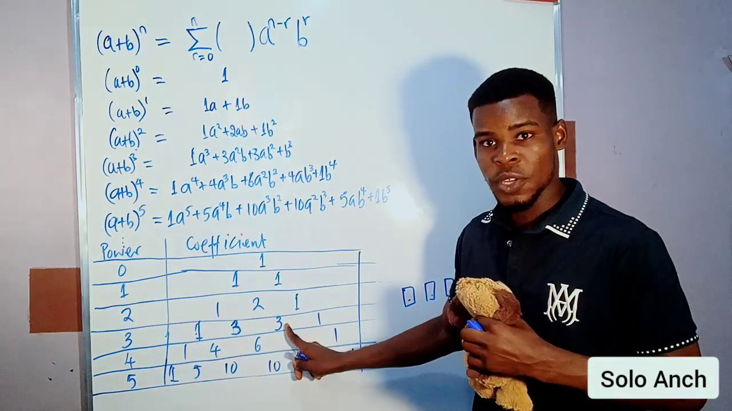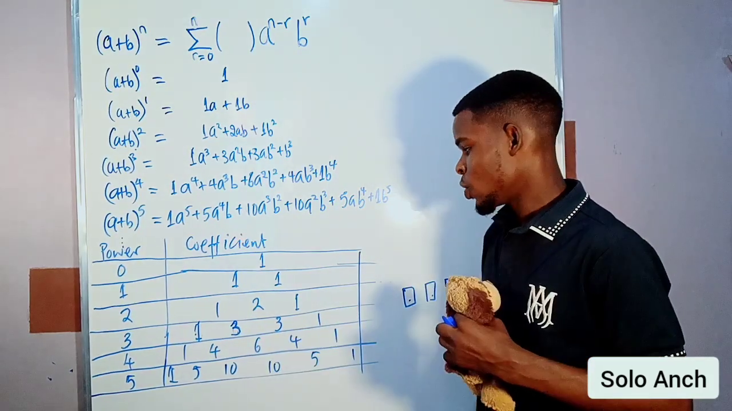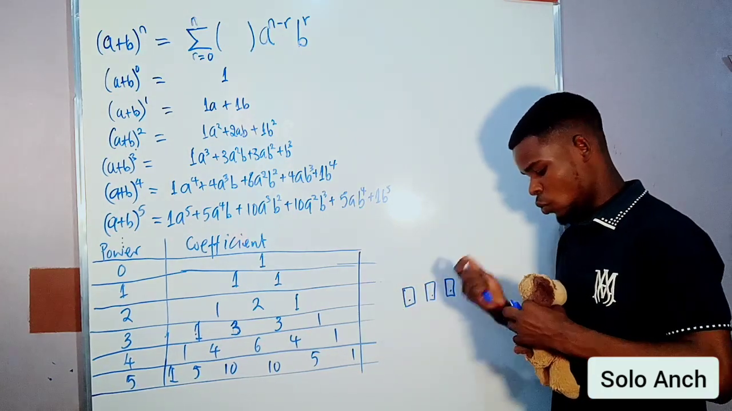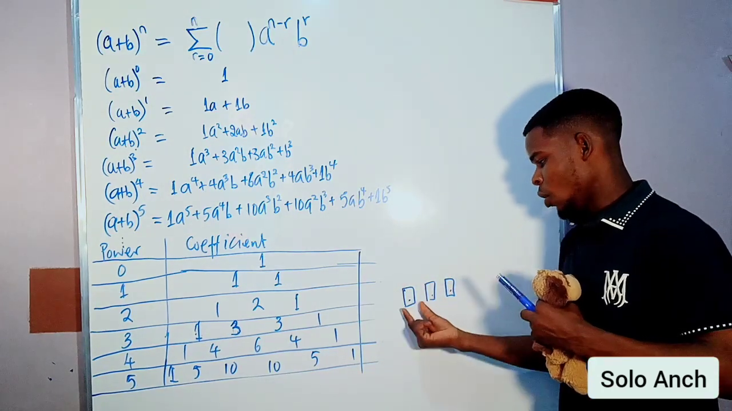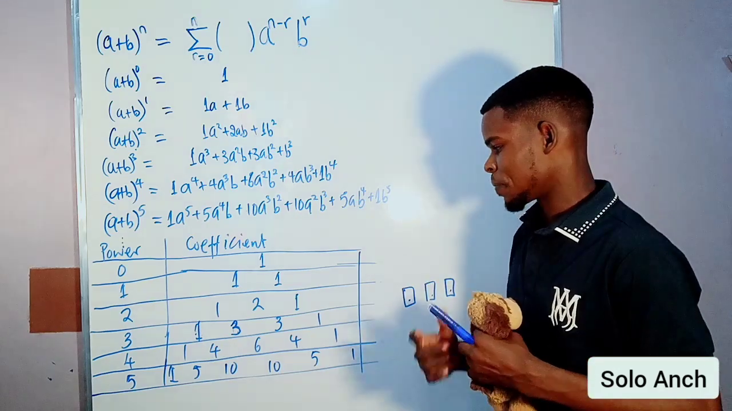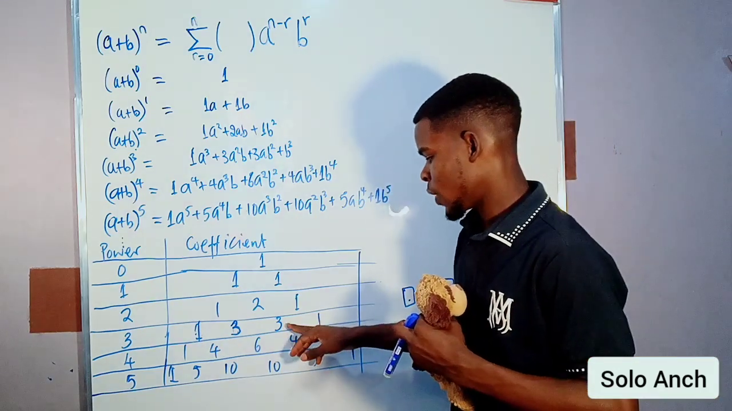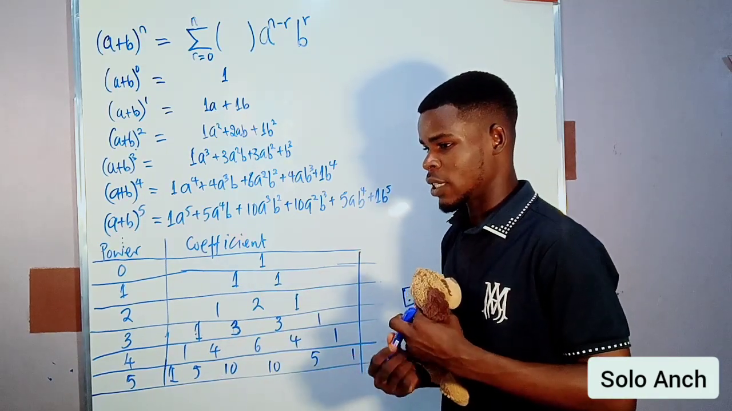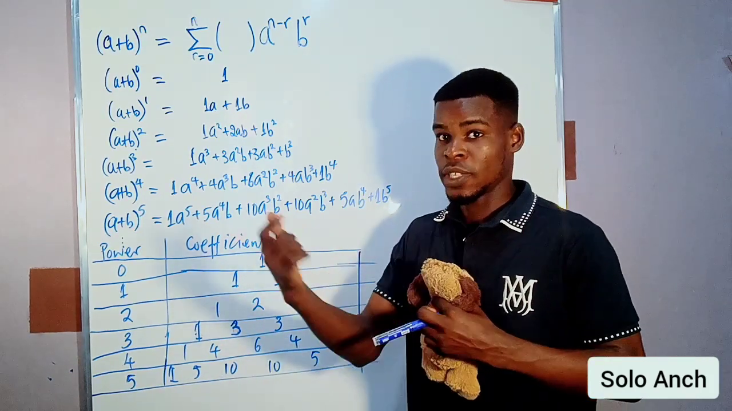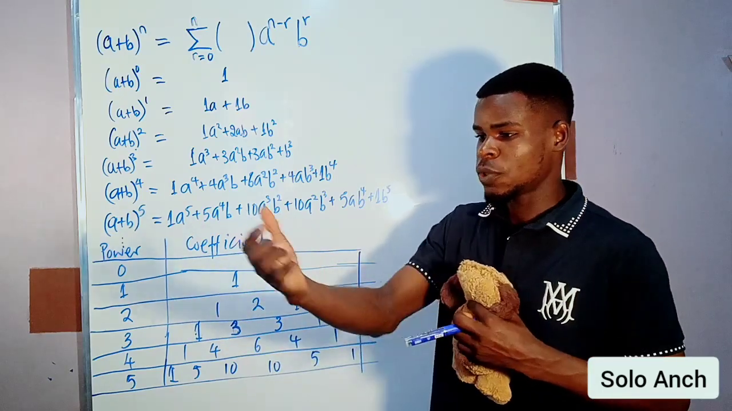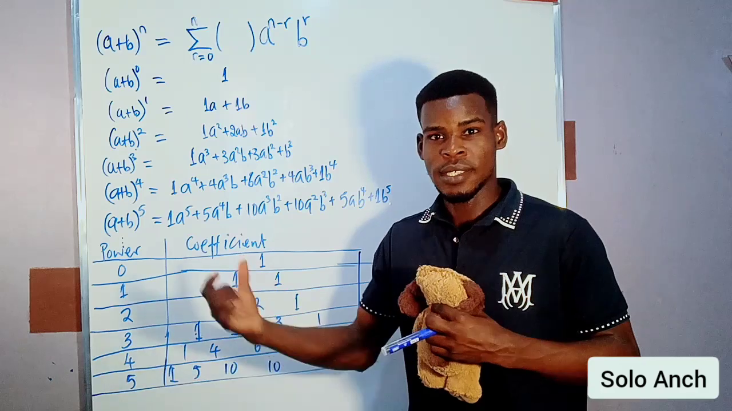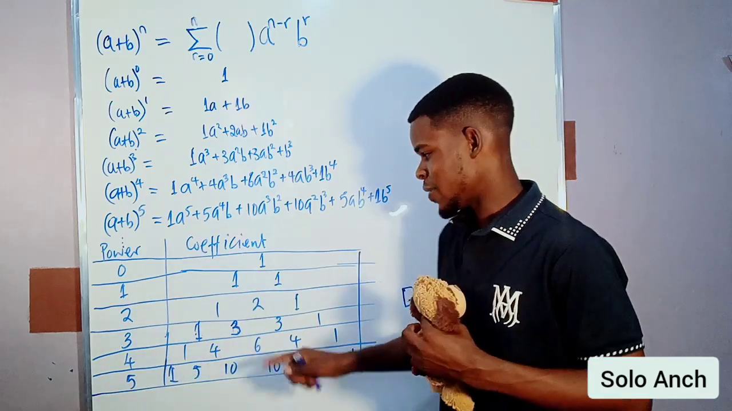Then this one will mean how many ways can 3 different books be shared to 2 people? Good. So let's see. Let's say you want to form a team. You have 3 players, you want to form a team of 2 players. There are 3 ways of doing that. Either you choose player A and B, or player A and C, or player B and C, if the 3 players are A, B, and C. Alright? So there are 3 ways. That's why we have 3 here.